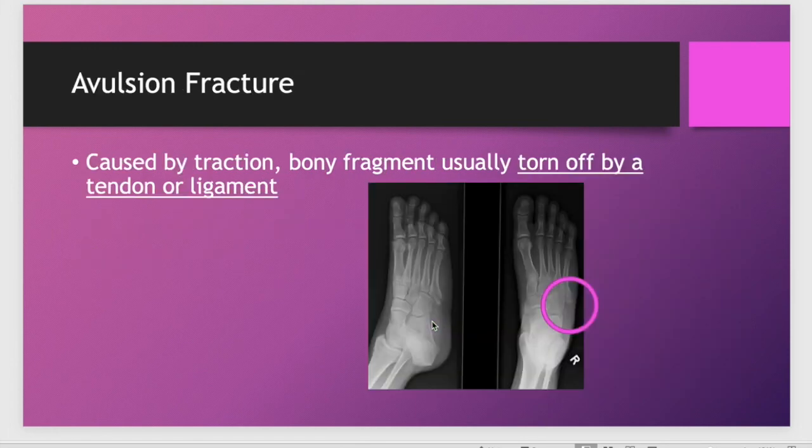An avulsion fracture. This is where a piece of bone has been torn off by a ligament or a tendon. So make sure you circle that on your notes so you can find that a little easier.